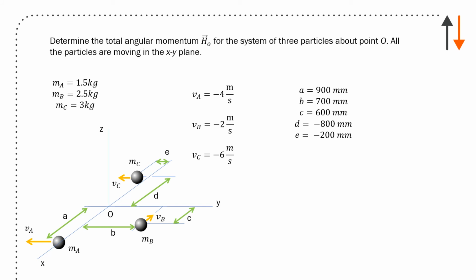So A is 900 millimeters, it's positive as it moves along the positive x-axis. B is 700 millimeters, it's also positive, same reason. C is positive, same reason, and it's 600 millimeters. D and E are both negative. D is 800 millimeters, and E is 200 millimeters, both, again, negative.